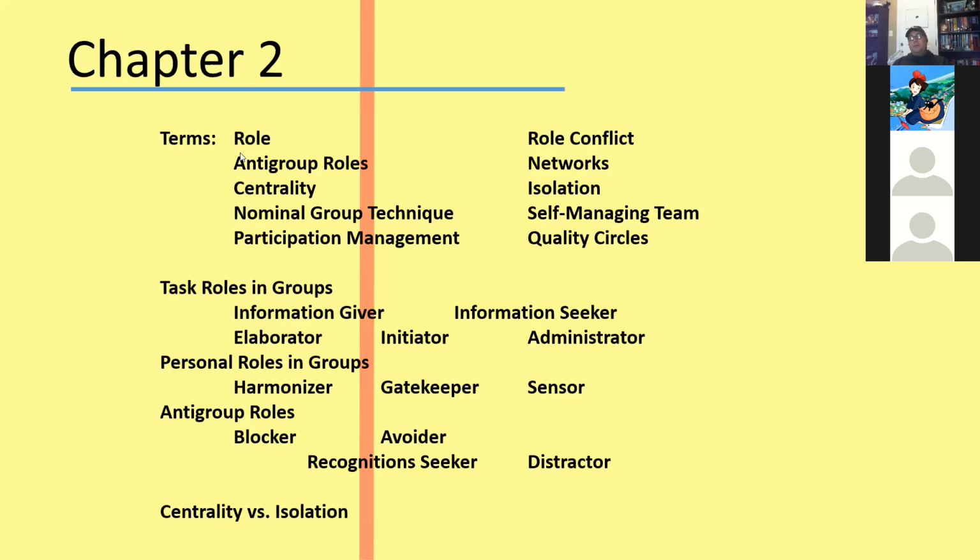Remember, self-managing teams is where we have a bunch of experts. Nominal is when the group gets together, but they all have their tasks to do. Participation is when you're in a group, but there's one person who pretty much is in control and helps people. And then quality circle is like everyday work meetings type situations.